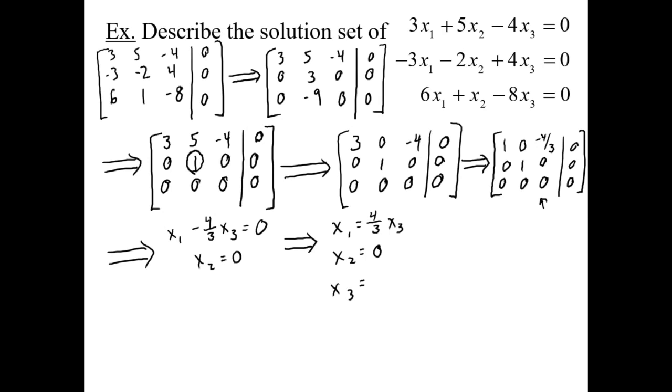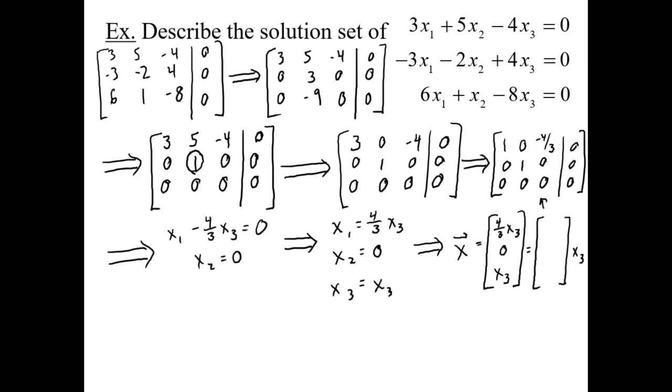Now, some people might just write the word free for x3, and there's nothing wrong with that, but I think it's going to be more convenient if I just say x3 is equal to x3. The reason is that now, if I write my solution as a vector, here's my vector x, I can see that my first variable is 4 thirds x3, my second variable is 0, and my third variable is just x3. One last thing I'm going to do is take out the x3 that each of them is being multiplied by, and I'm left with a vector 4 thirds, 0, 1.